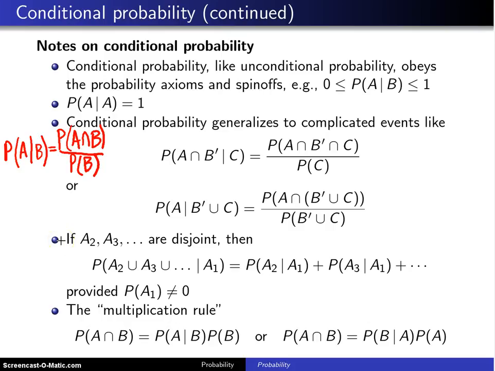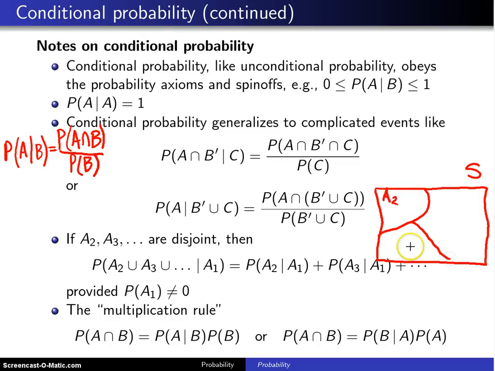The fourth note is that if A2, A3, etc. are a bunch of disjoint events, and in fact, let me go ahead and draw a Venn diagram for this case. If this is your sample space S, and you've got A2, A3, etc. being disjoint events, let's draw them this way. Here is A2, and here is A3, and we might have A4 up here, and maybe we'll put A5 here. That's enough.